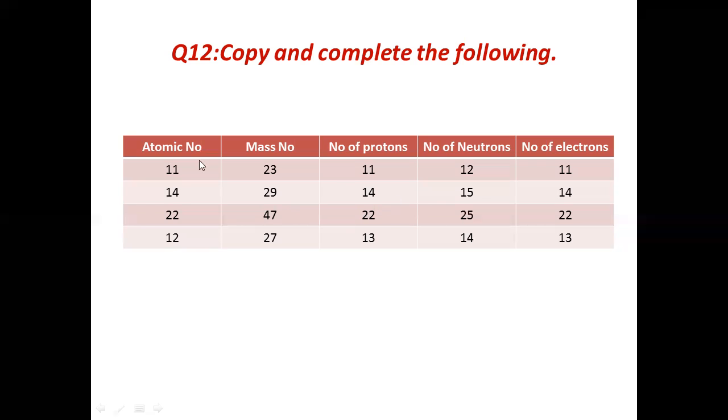Mass number is different, and from mass number and atomic number we can find out the number of neutrons. So 23 minus 11 is 12, 29 minus 14 is 15, 47 minus 22 is 25, and 27 minus 13 is 14. So these are the number of neutrons. By subtracting the atomic number from mass number, you can find out the number of neutrons in any element.